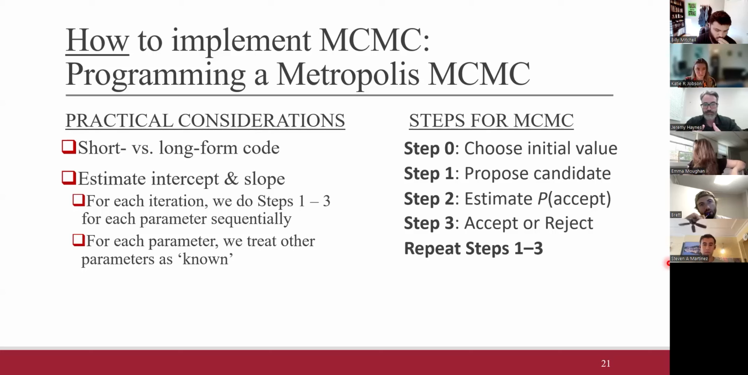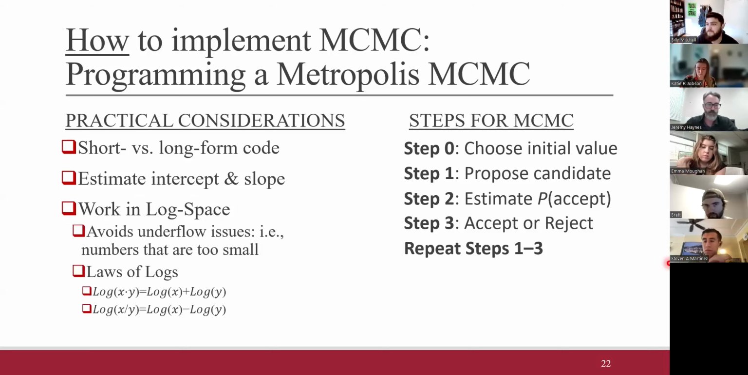We're going to estimate, and I should have changed this, we're actually going to estimate 3 parameters. So we're going to estimate an intercept, slope, and a variance. And we're going to go through steps 1 through 3 here on the right, every single iteration for each parameter. And we're going to do this for each parameter sequentially, such that when we're focusing on one parameter, the others are going to be treated as quote unquote known. I think this will be more clear in the code, but just to kind of preface that. And then finally, we're going to be working in log space.